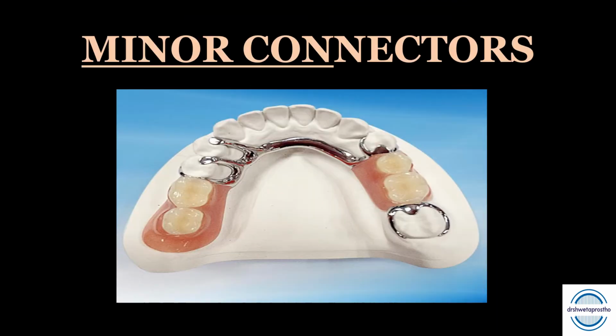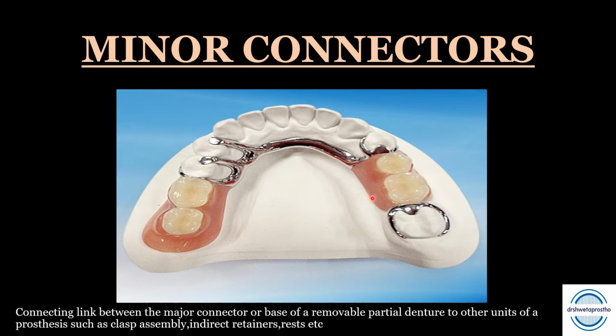Minor connector. Minor connector is the connecting link between the major connector or the base of the RPD to the other units, like the clasp assembly. So this is the minor connector. Then this is the minor connector joining the major connector with the rest.